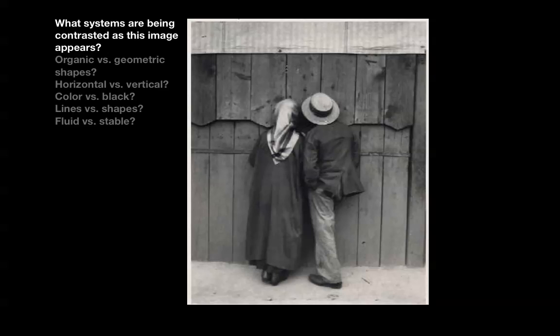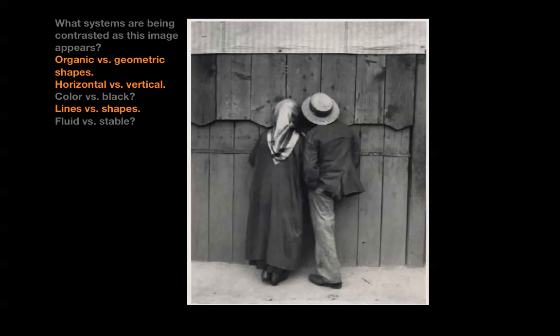What systems are being contrasted as this image appears? Organic versus geometric shapes, horizontal versus vertical, color versus black, lines versus shapes, fluid versus stable. You obviously have the organic shape of the combined figures versus the geometric shapes of the paneling on the fence and the pinstriping on the canvas above the fence. You've got contrast of horizontal lines versus vertical lines, and of course the figures are vertical themselves. And then lastly you have lines versus shapes.